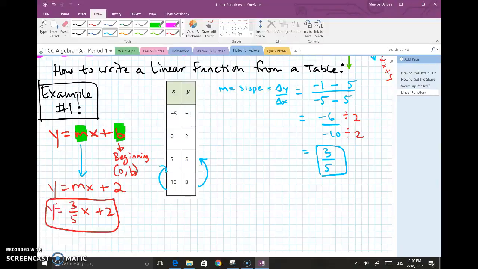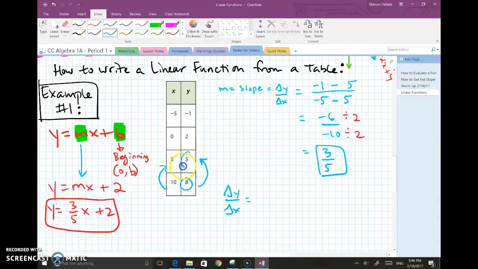And secondly, instead of going down the table, I'm going up the table. But I want to show you it makes no difference. So if I were to get the change in y over change in x again, using these two numbers, first of all, I want to start with the number I began with.